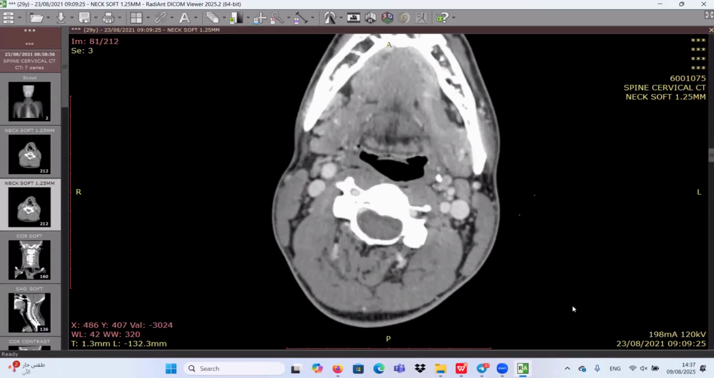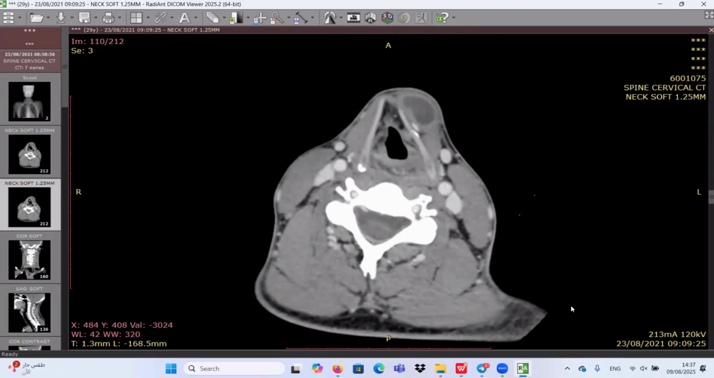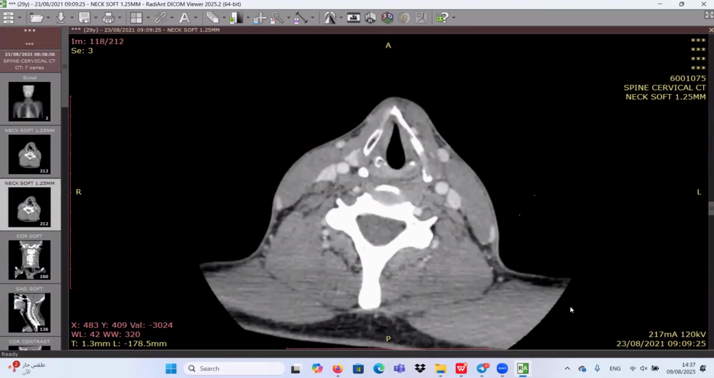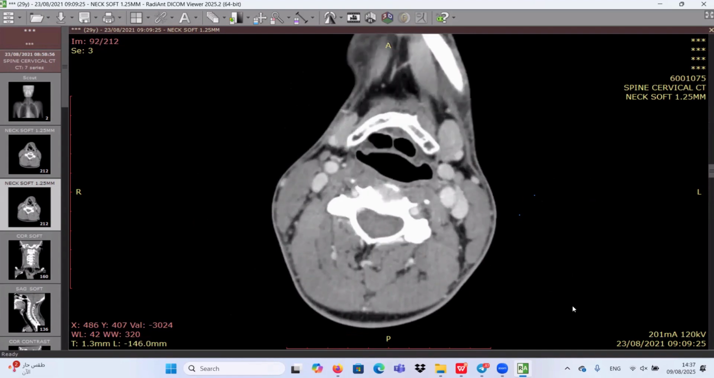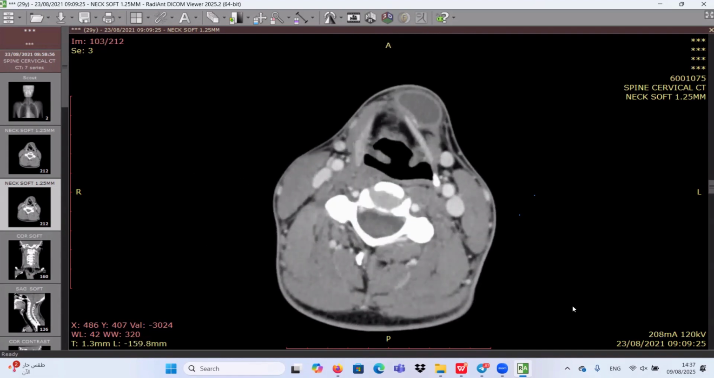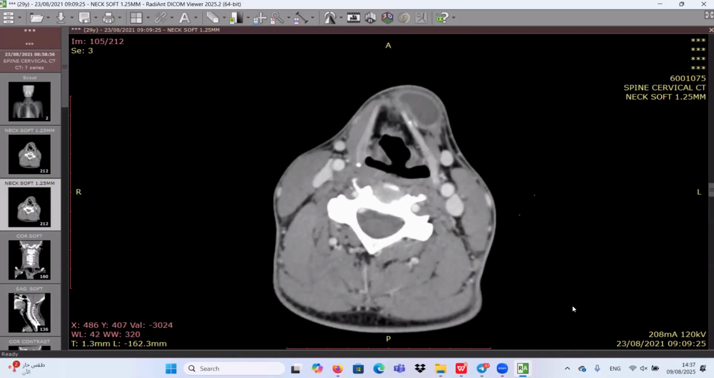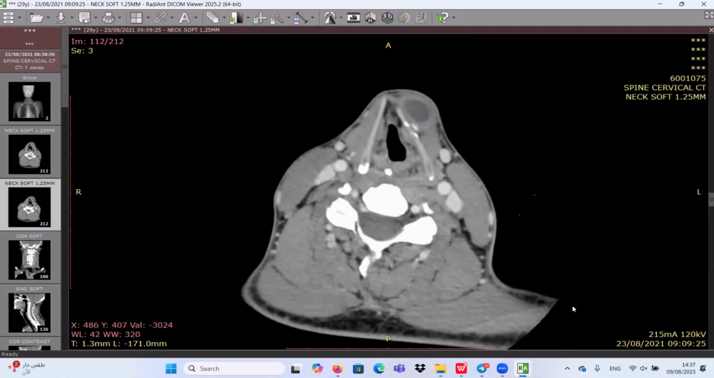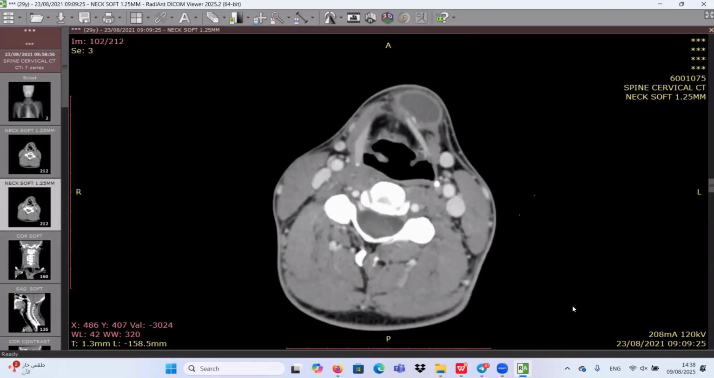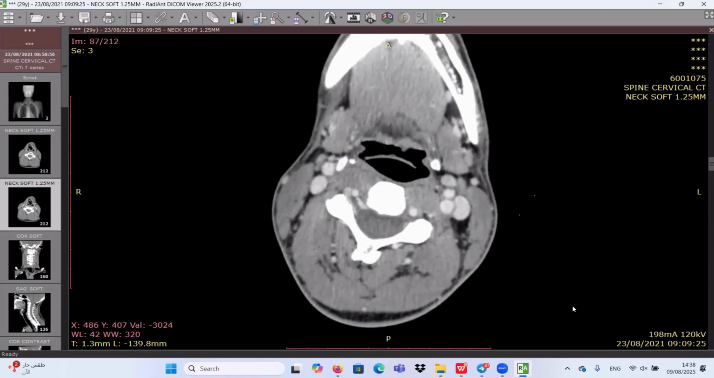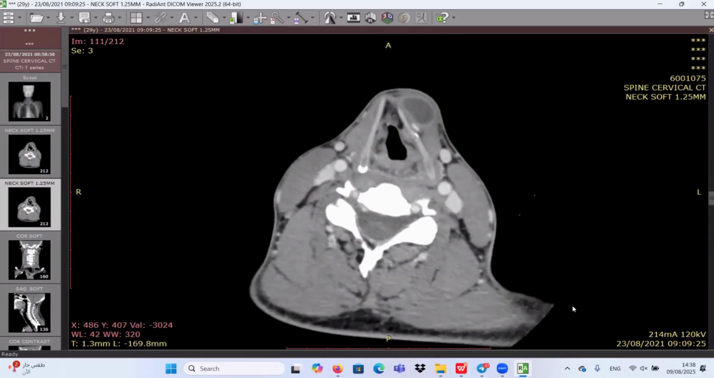Yes, sir. Can you scroll a bit downward? I'm provided with CT neck images, and I could appreciate that there is a collection with a thick enhancing wall and internal fluid density. It is located anterior to the left thyroid cartilage. Can you move it a little bit upward? I think it's inferior to the hyoid bone.